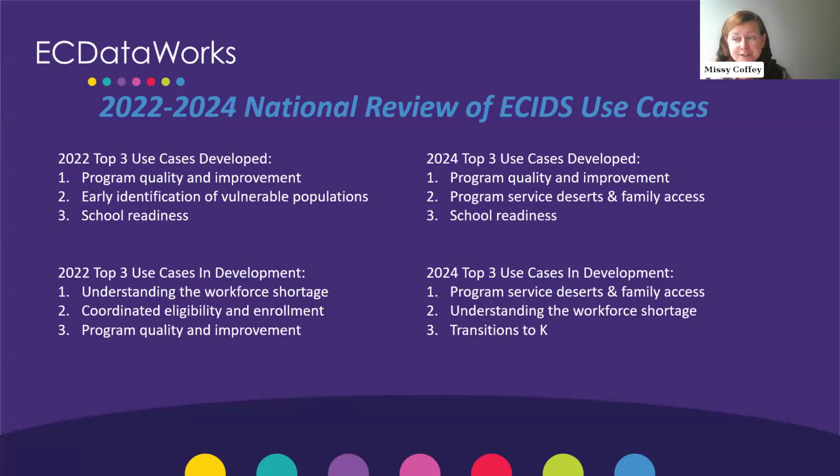So things such as understanding workforce shortages, as we all know, there's a long way to go in both the data we collect and how we report it. So we're making some progress, but as you can see, 2024's top 3 still continues to include workforce shortage data and transitions to K. And the biggest shift we're seeing in 2024 is that there are both more use cases that are developed around deserts and family access, but there's also more in development.